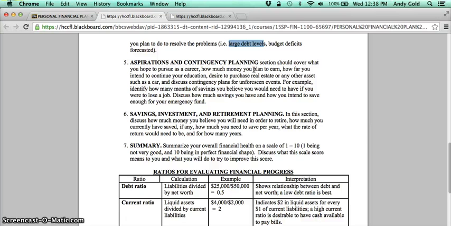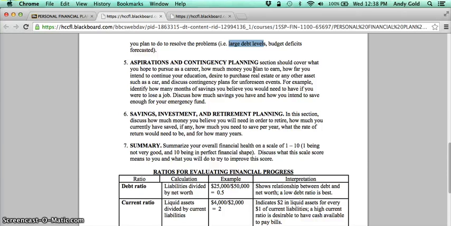How much savings do you have, if any? And if you don't have any, which is not uncommon, figuring out how much money you think you need to have in savings in case of an emergency. All of those things will be discussed in this section, aspirations and contingency planning.